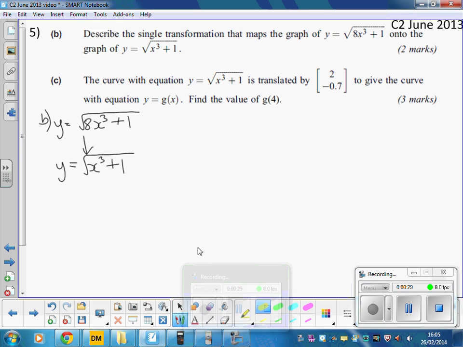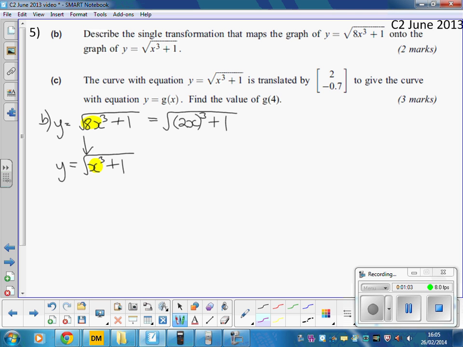Now, with all transformations, we want to see what's changed. Well, what's changed here was here we've got 8x cubed, and here we've only got x cubed. We need to look at how that's changed. You would either be replacing x or replacing y. So we've got to think what's happened to x. Well, in the first one, it's times by an 8, but there's also a cubed. So before we do anything, we need to rewrite that. So that's 2x all cubed, because 2 cubed is 8.